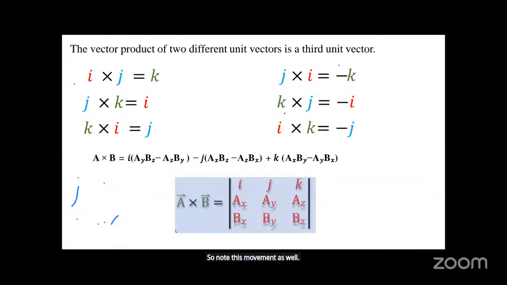So the setup for vector product is this. We use the matrix method. This is how it goes. We have I, J, K. I is positive, J is negative, K is positive.